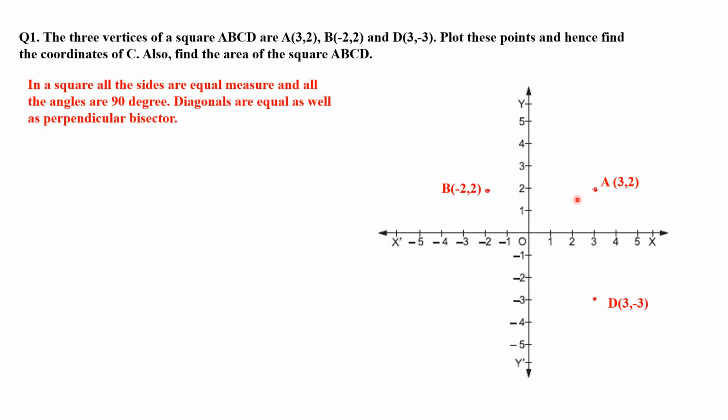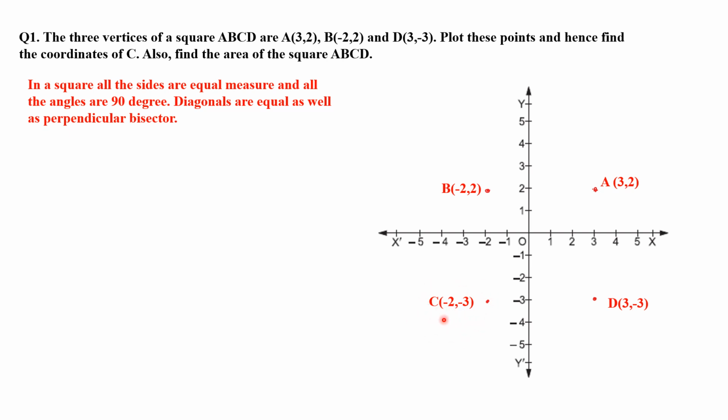Since AB is 5 units, if you find the BC measure from the C coordinate, that will also be 5 units. So let's see where the 5 units will lie. This is 2 units, isn't it? Now you have to make it 5, so 3 units down you have to go. So 1, 2, 3. So the point will lie over here. Okay, so the C coordinate will be here.